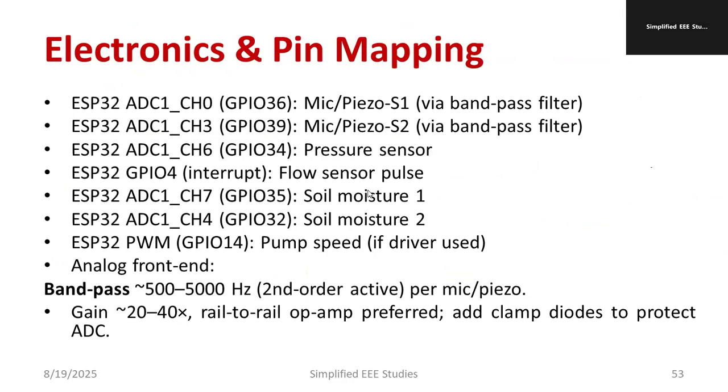Moving further, the pin mapping is already mentioned here for the ESP32. You can make use of these channels, correct? We have different channels: CS0, CS3, CS6, CS7, CS4. So please make use of these channels. Then we have the bandpass filter, like 500 to 5000 hertz, that is second order active.